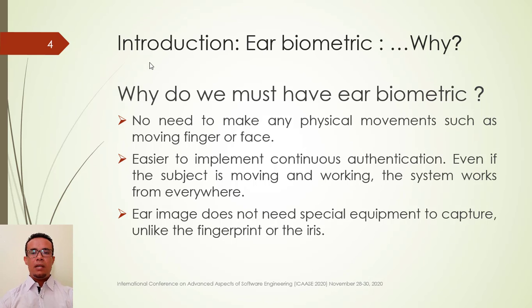Unlike the face, the ear is regarded as one of the most stable anatomical human features. Also, there is no need to make any physical movement such as moving a finger or face. In addition, it is easier to implement continuous authentication. Even if the subject is moving and working, the system works from everywhere. As opposed to the fingerprint or the iris, an ear image does not need special equipment to capture.